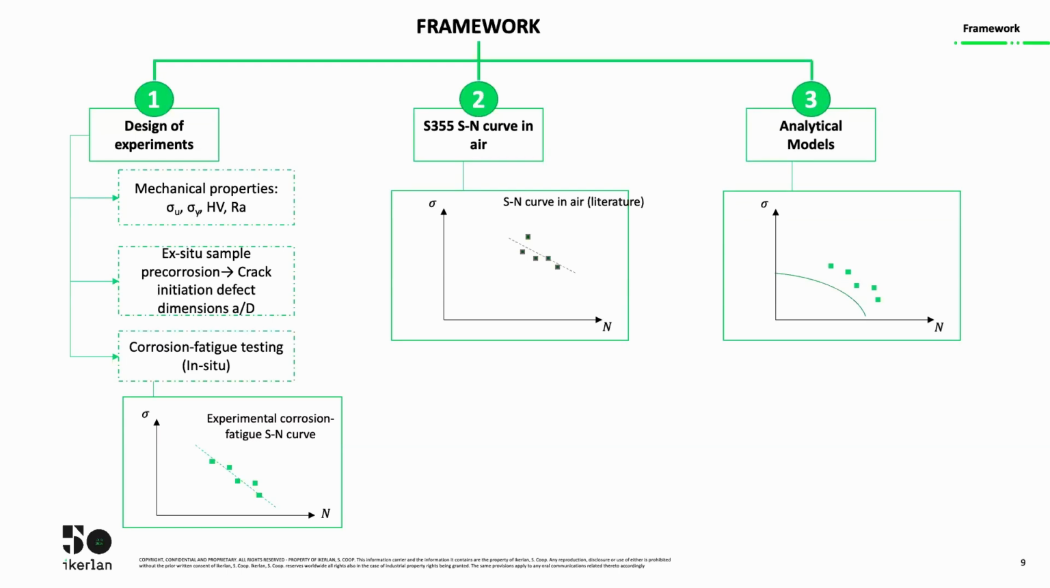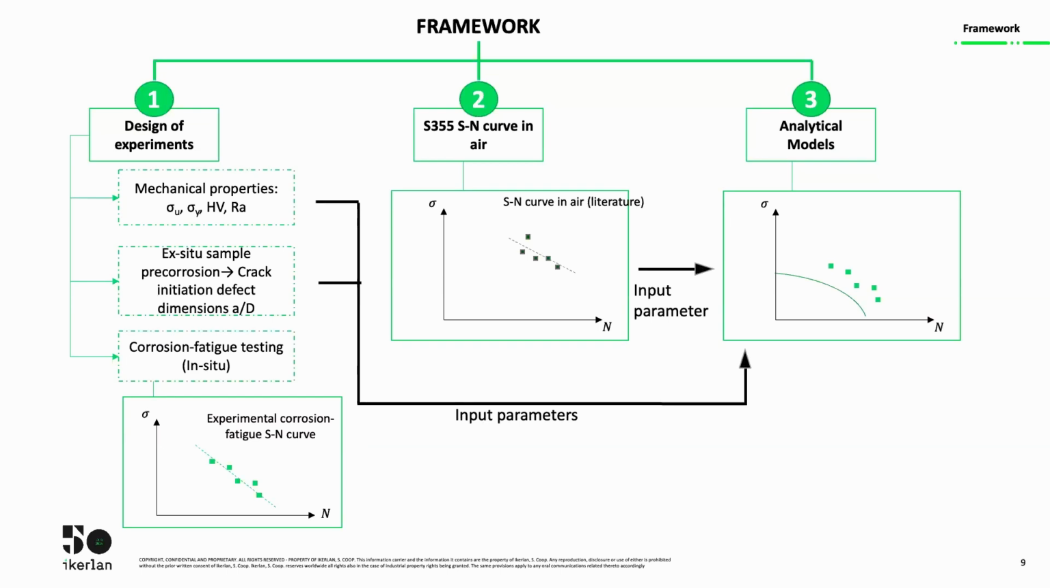And the third stage was the application of analytical models in order to construct SN curves in corrosive environment. It is important to remark that the mechanical properties and the pit size obtained in the first stage and the SN curve in air from literature were used as input parameters in the analytical models. And the experimental corrosion fatigue curve was used to validate the predictions obtained from these analytical models.